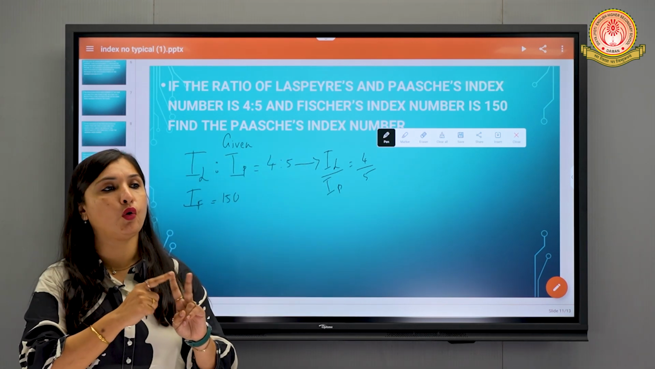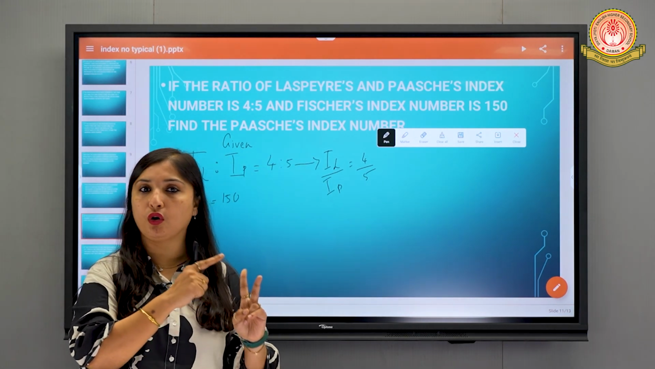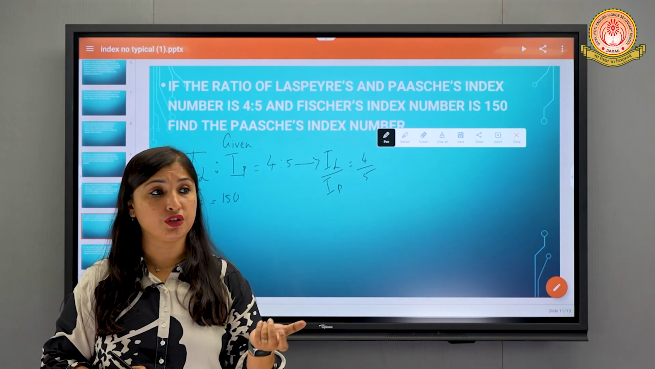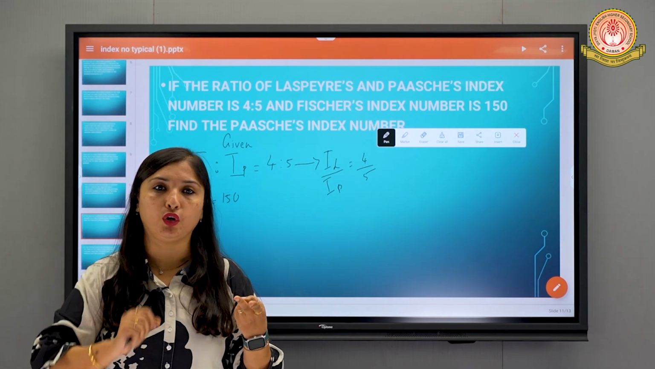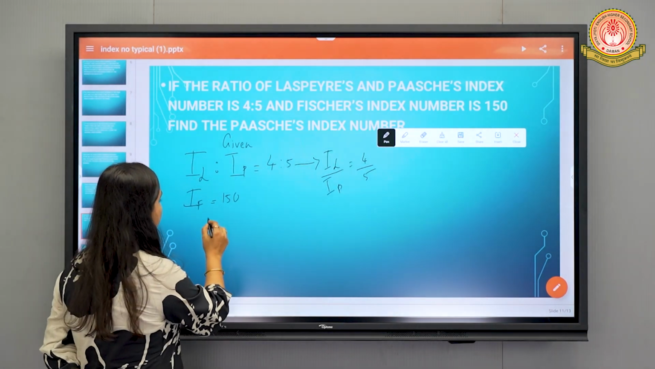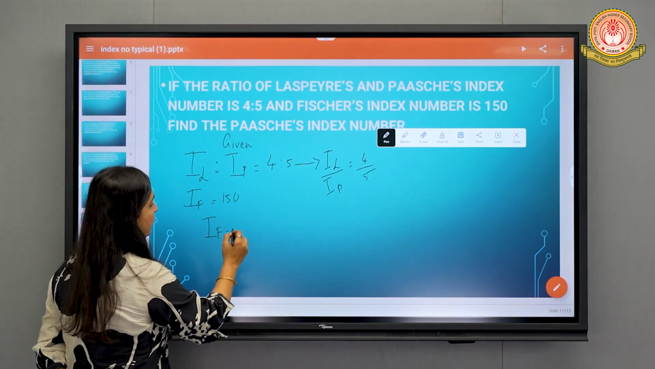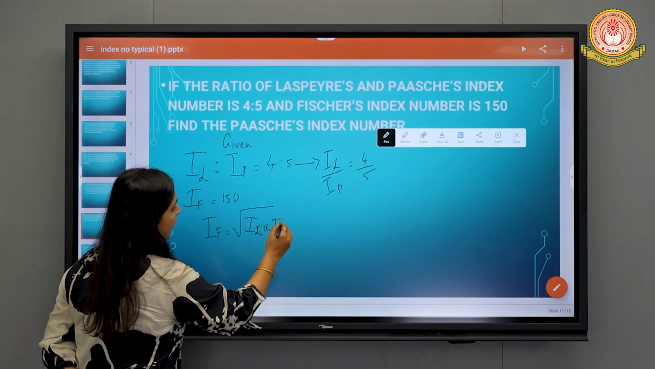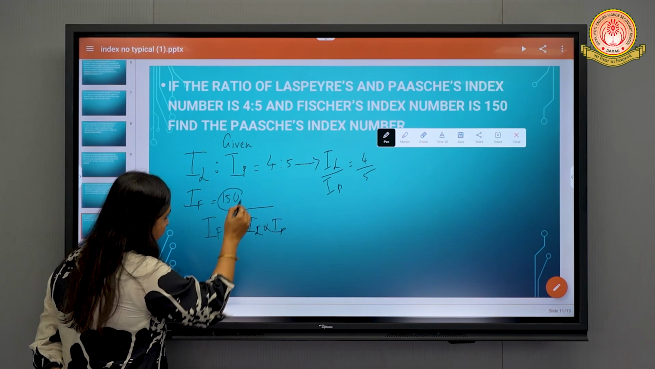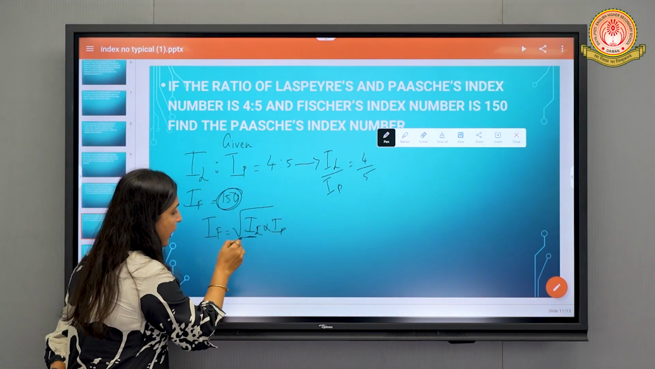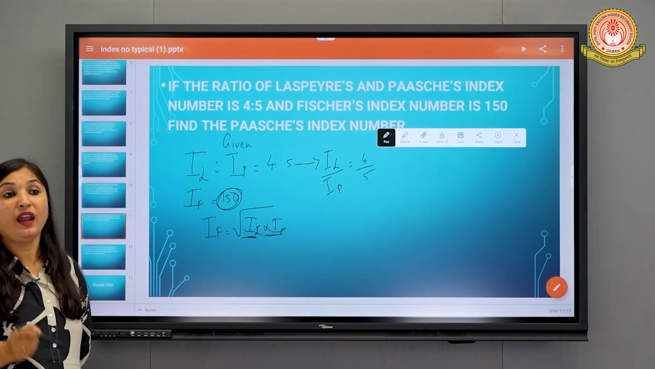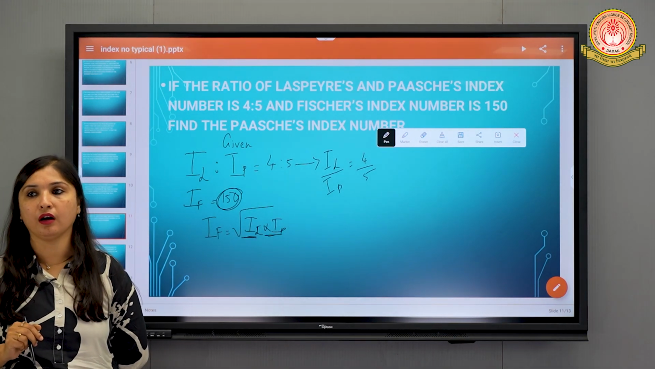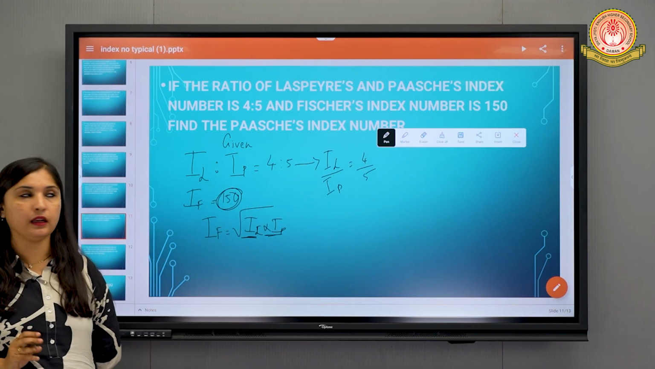Why have I changed this? Because we have two unknown figures. We don't know last year's, we don't know past year's, and we have to find Fisher's. For finding Fisher's, at least two figures should be known to you, because the formula of Fisher's is IF equals root of IL into IP, and only IF is known to you. We don't have IL, we don't have IP. If we have two unknown figures, better to make it one unknown figure so that we can do the calculation.